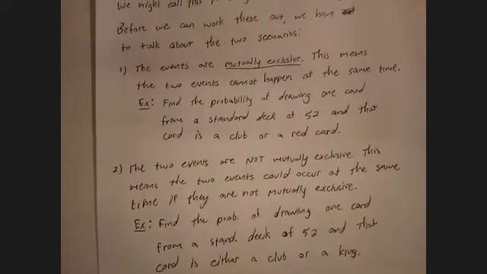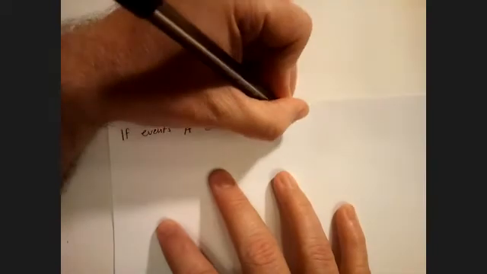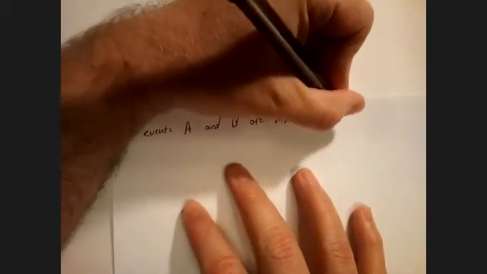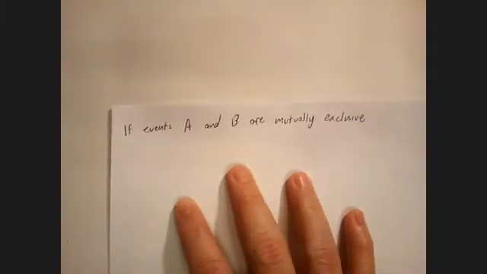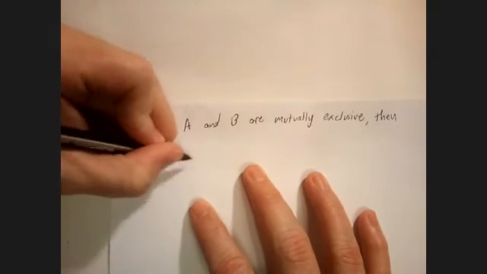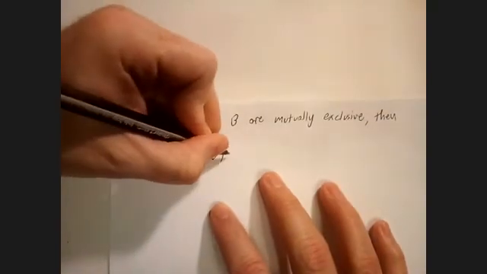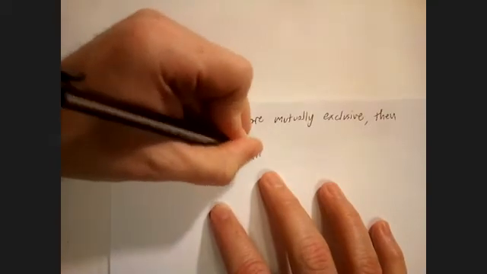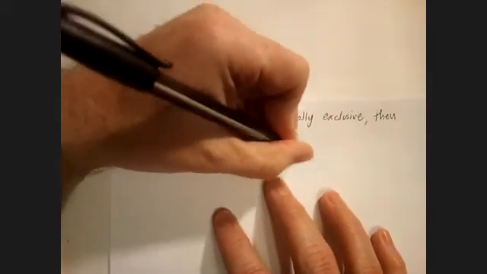All right, so I'm going to go to a new sheet of paper. If events A and B are mutually exclusive, we have a formula for that. Then the probability of A or B is equal to the probability of A plus the probability of B.